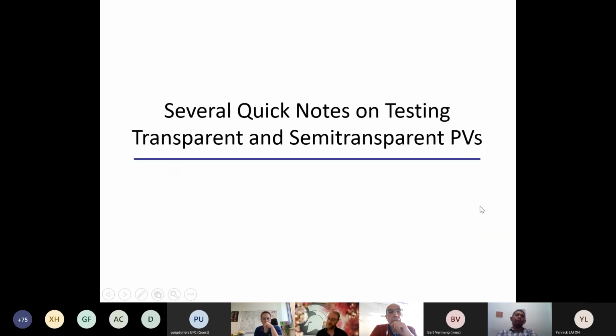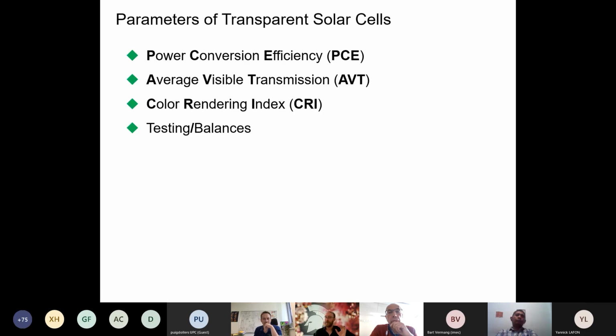The last thing I want to touch on just for a minute or two, I know I'm running out of time, is to talk about testing. That's because testing of transparent solar cells is actually more complicated than the testing of traditional PV cells. There's more metrics and things to worry about, and there's more ways to make mistakes.